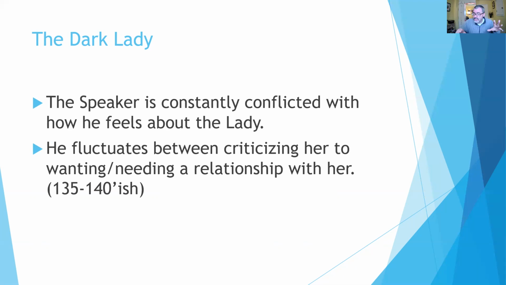Because of how he feels he's being treated, not well or abused, if you will, he's constantly conflicted in terms of how he feels about her. He fluctuates between criticizing her, really criticizing her to the point where it's uncomfortable, to pining for her, really needing a relationship with her. And we look at sonnets 135 to the early 140s with this.